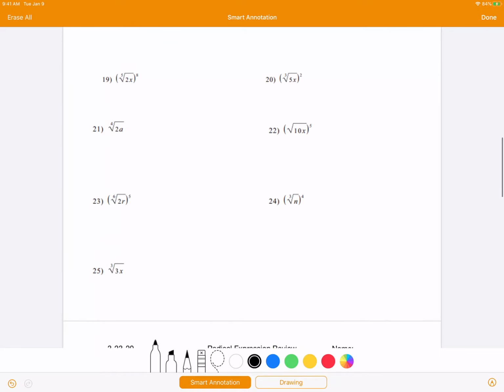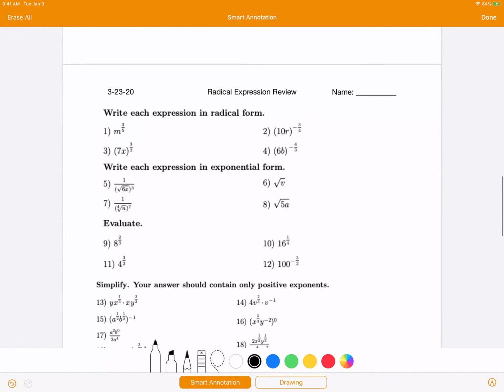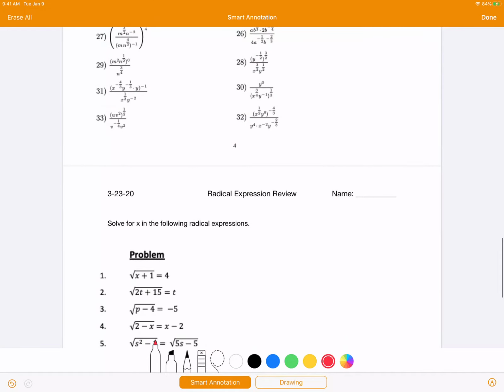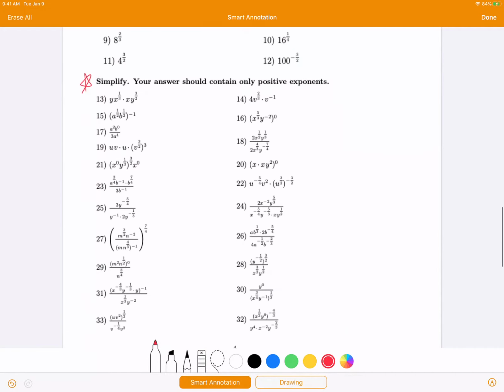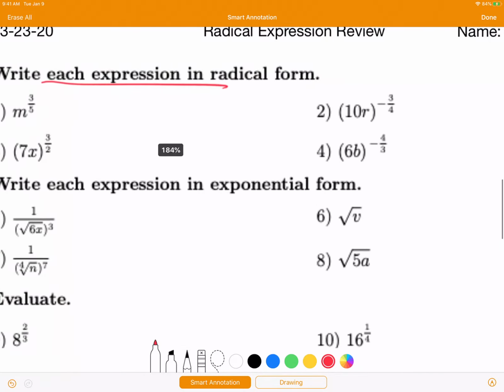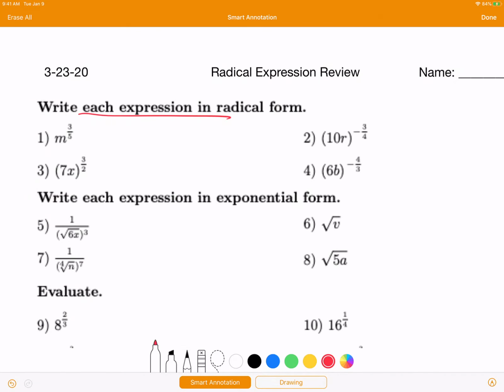So I'm just going to skip all of these guys and I'm going to go right into this, in which it expresses each of these in a radical format. And also to simplify, this is actually one of the more important ones. And then we're going to go over several questions on how to solve radical expressions. So write each expression in radical form, just like how we have been dealing with before.